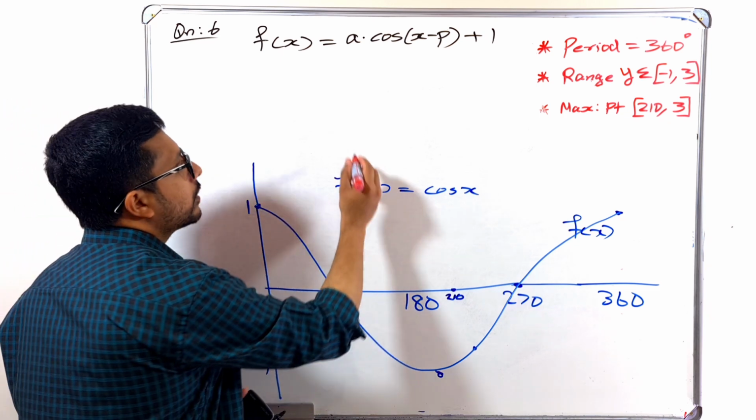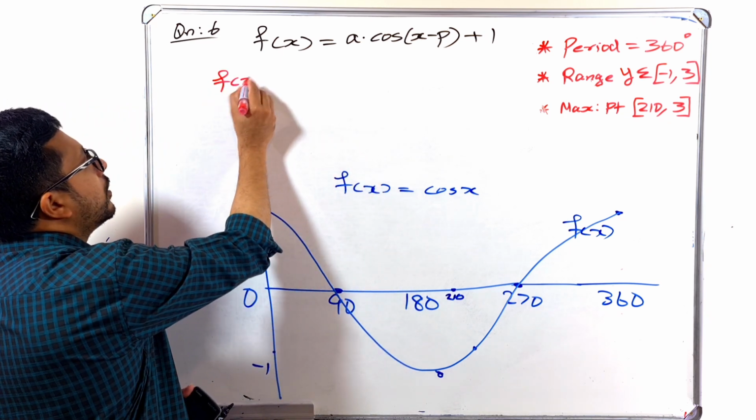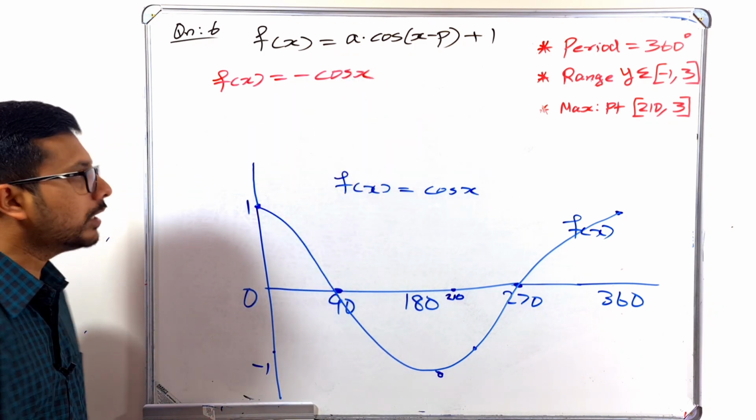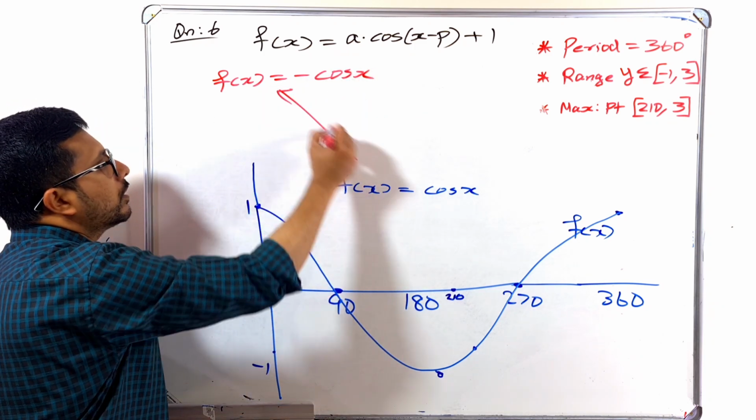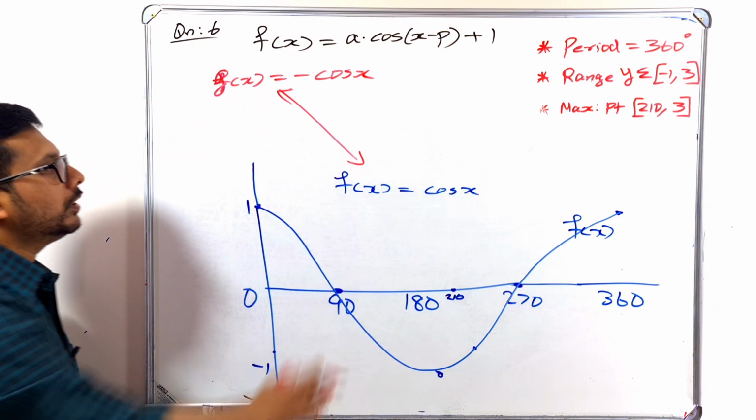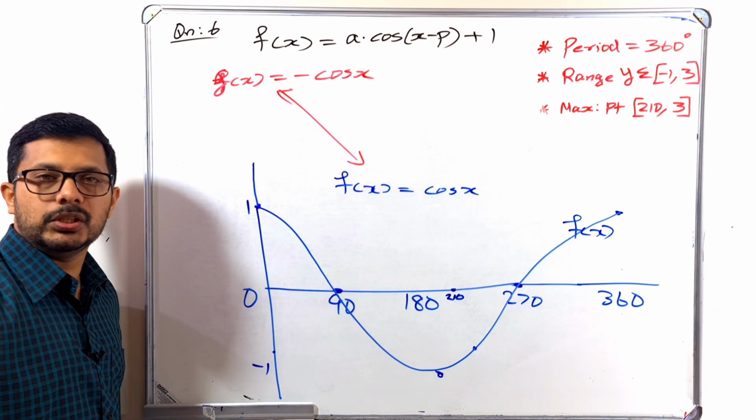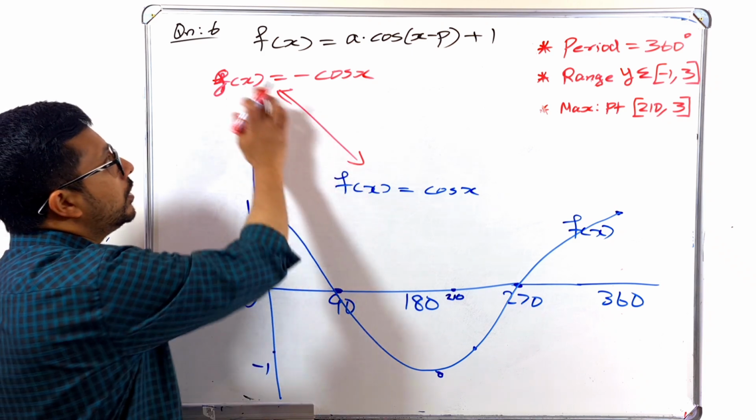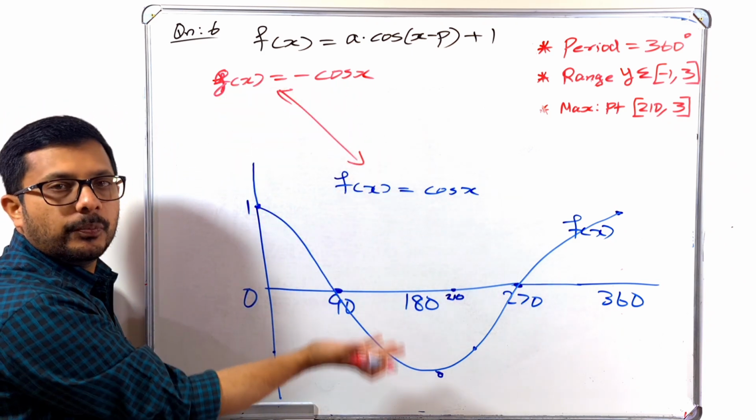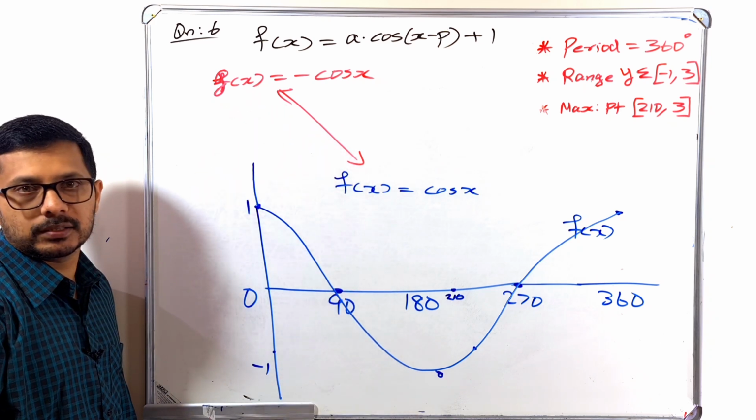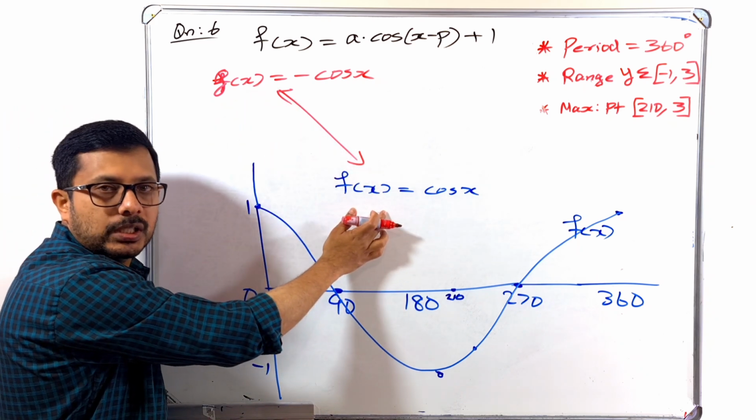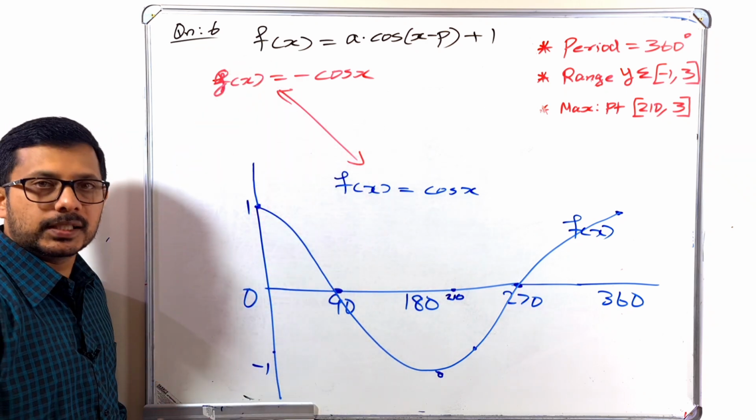Try to draw this graph. f of x is equal to minus cos x. What is the difference between this? Okay, let's say this is g of x. What is the difference between this f of x graph and this g of x graph? This g of x graph is the reflection of this f of x based on the x-axis.